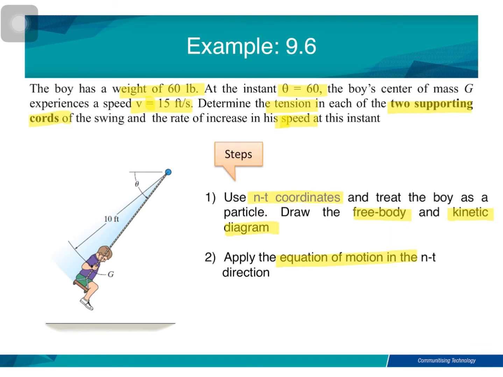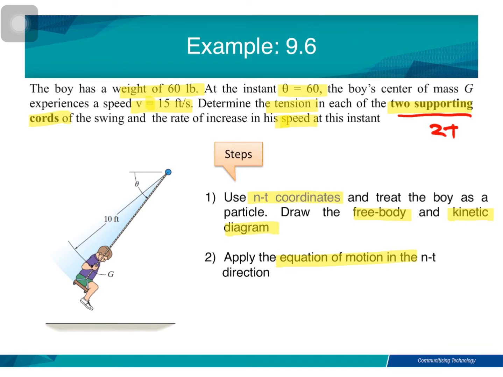Next, example 9.6. The boy has a weight of 16 pounds. At the instant theta is equal to 60 degrees, the boy's center of mass G experiences a speed v of 15 feet per second. Determine the tension in each of the two supporting cords of the swing and the rate of increase in his speed at this instant. Now we need to get the tension. You have 2T here because there are 2 supporting cords of the swing.